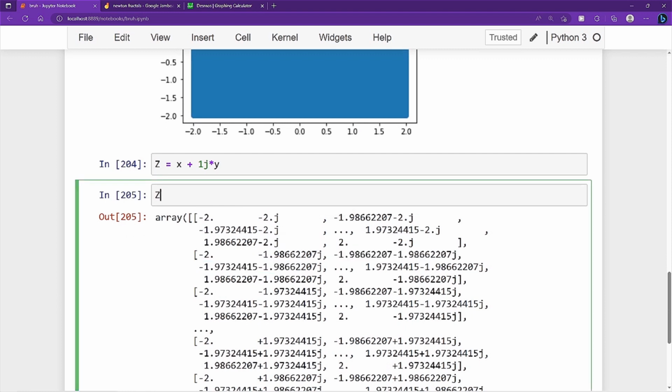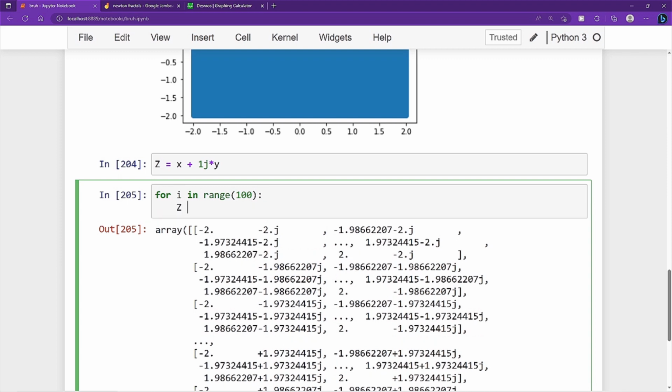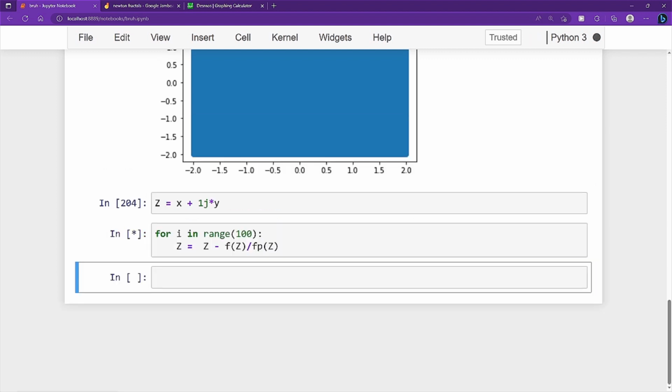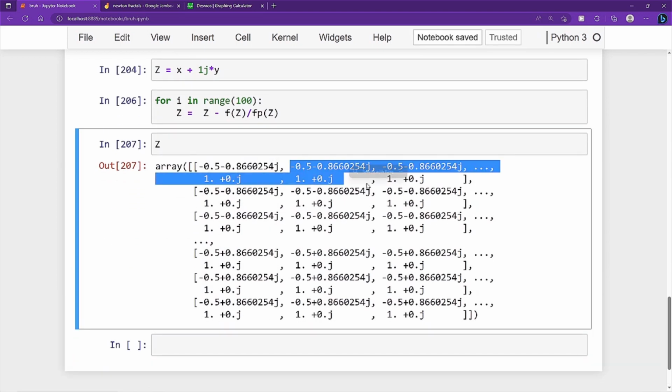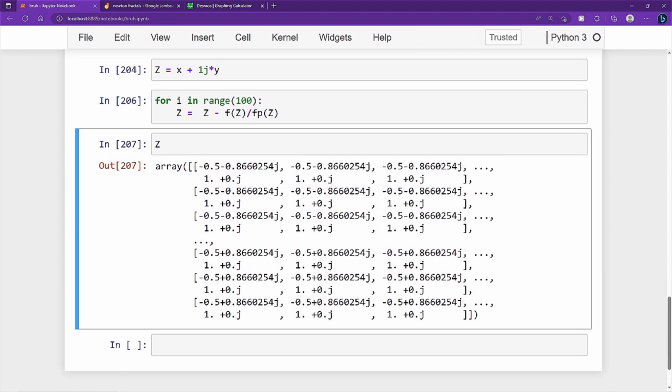So now we're gonna write our Newton's method for this, for i in range. Let's say we run the method for 100 iterations, and then z equals z minus f of z divided by fp of z. And we'll end up with some value of z. And you can see that some of these values have converged, it seems like, right? All these three values seem very equal to each other. So let's try to compare them.